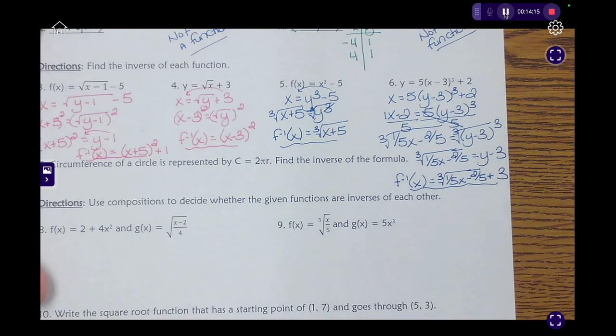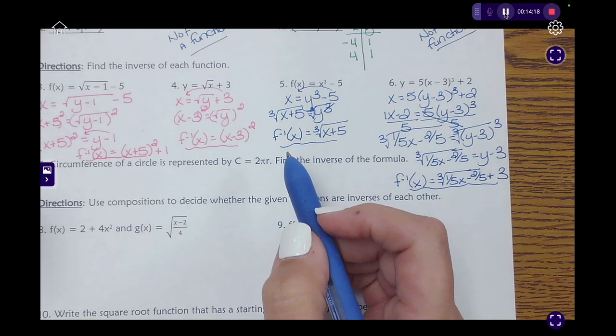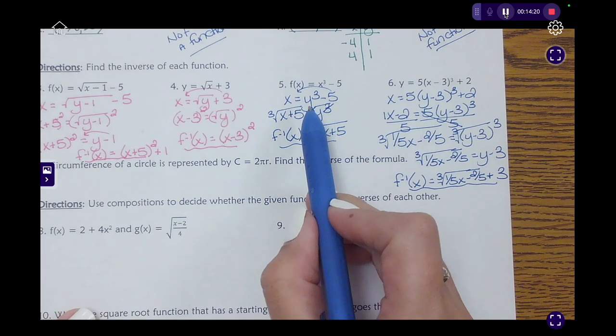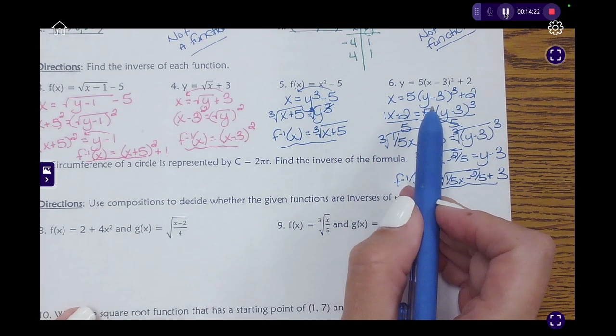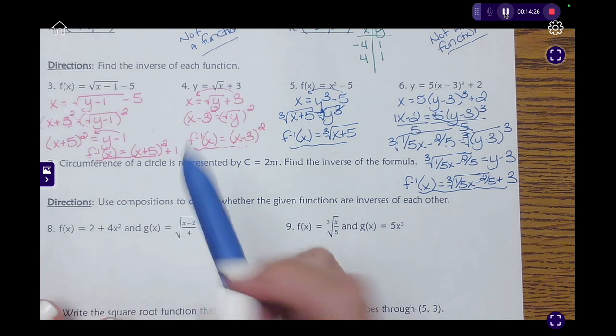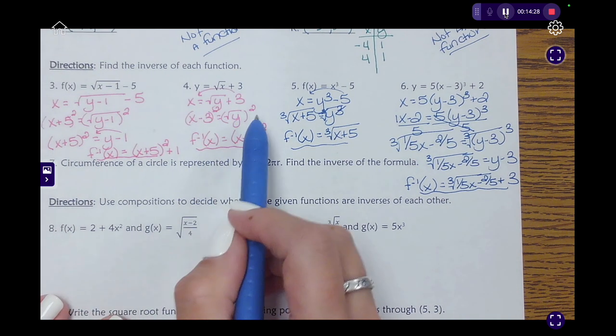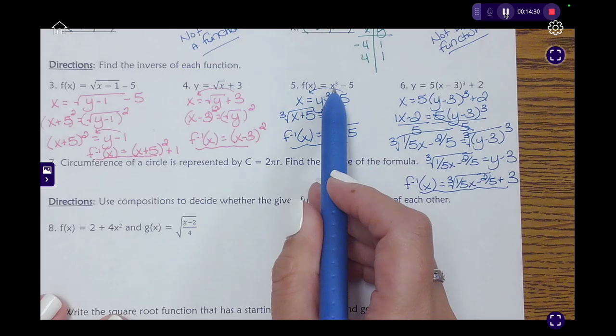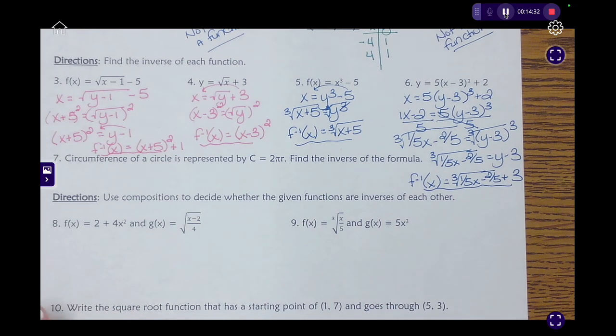Okay, so finding the inverse, it doesn't matter what type of equation is given to you. The first concept, you always switch your x and y's first. So switch your x and y's, and then you're just solving for y. Don't forget, the opposite of square rooting something is to square it. The opposite of cubing something is to cube root it.